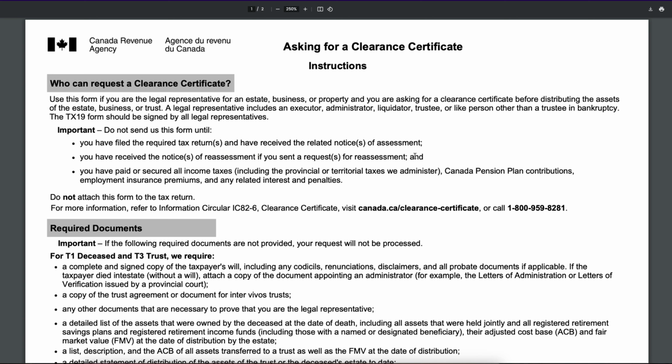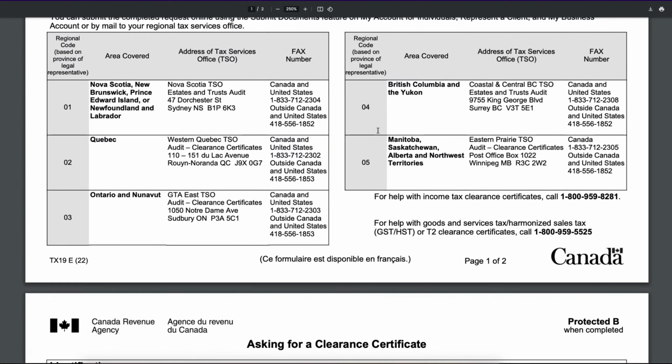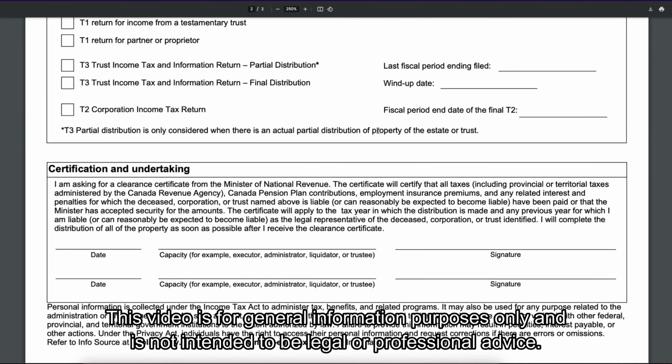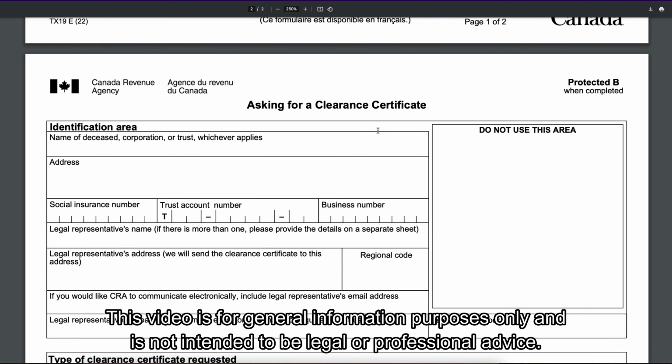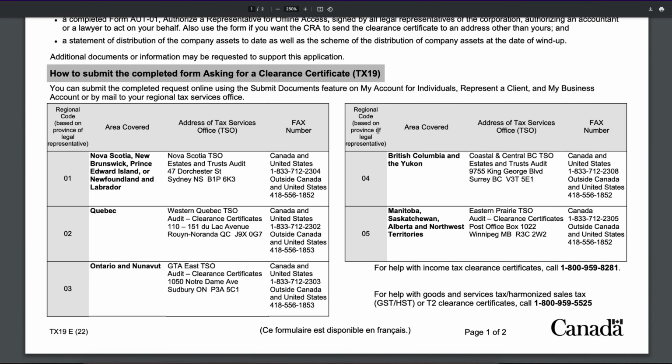This is what the Form TX19 looks like when you're asking for a clearance certificate. It's not that long. It's really only 2 pages, and 1 page is instructions. This is usually used if you're filing a final tax return for someone, or closing off a company, or a trust, or an estate. So it covers all different types of entities, and it's what you do to clarify with the CRA that we want a clearance certificate because we're saying we've paid everything out.